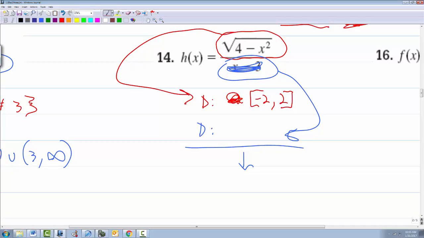You got that down? Oh! Wow. Interesting. Okay, now let's look at the denominator.